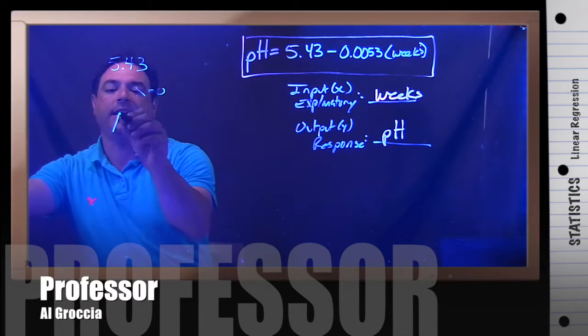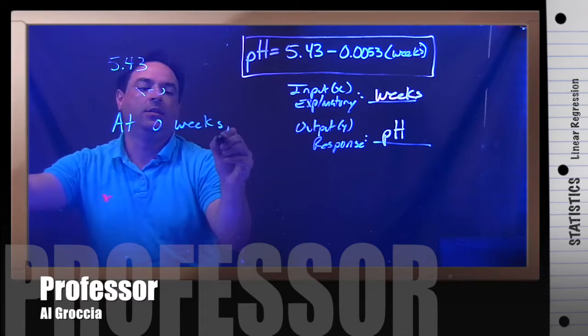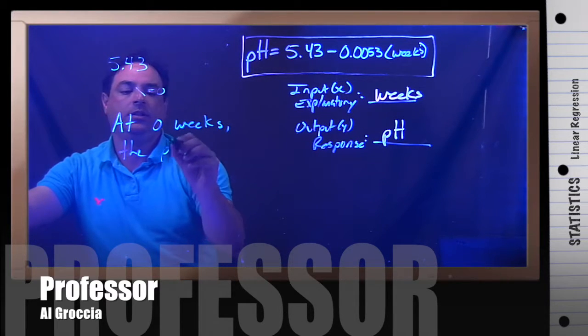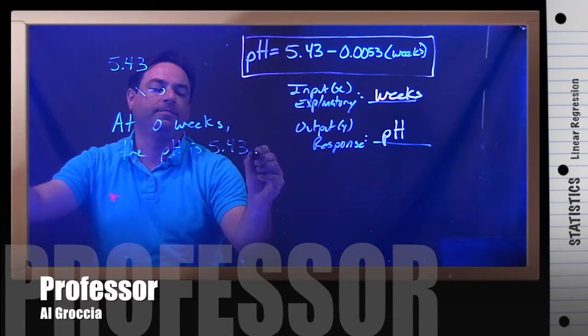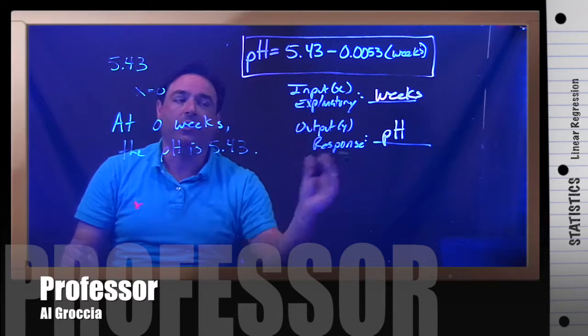So we can explain this at 0 weeks, the pH is 5.43. So that explains the slope and explains the y-intercept of our linear regression.